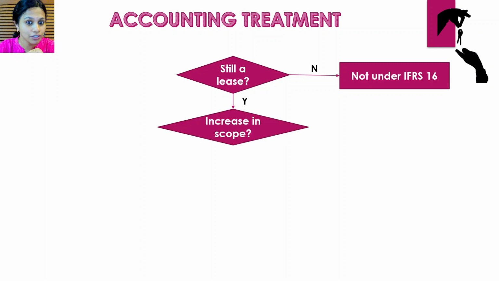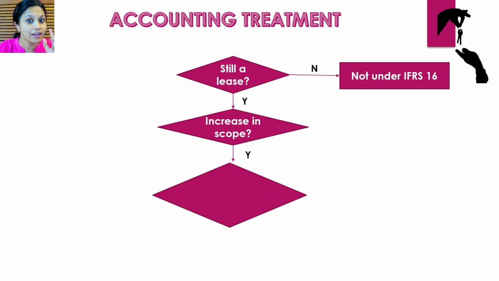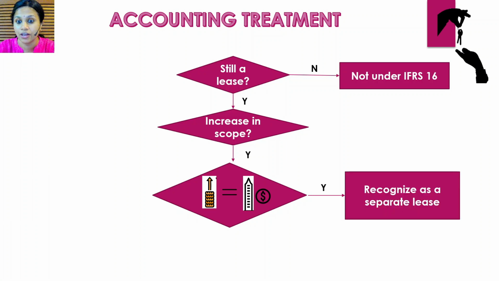Then what do you check? You check if there has been an increase in the scope. For example, earlier we said that the lessee decided to reduce one of the buildings. Let's say the lessee decides to add a new building to the original scope of the lease. This would be considered an increase in scope. So if there is an increase in scope, what do you check? You check if the increase in consideration relating to the lease is commensurate with the standalone price of the right of use of that additional building. If yes, then you cannot club the lease of this additional building with the existing lease. You will need to recognize it as a separate lease.